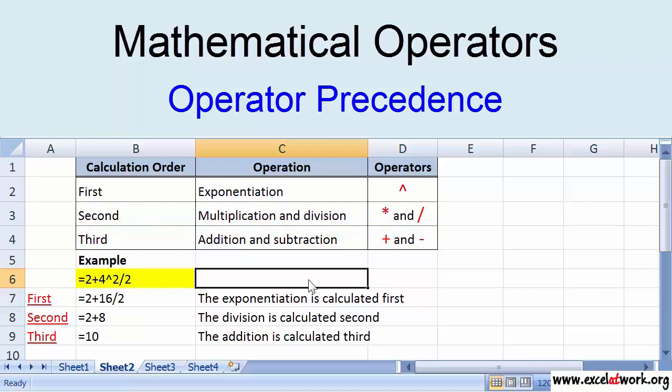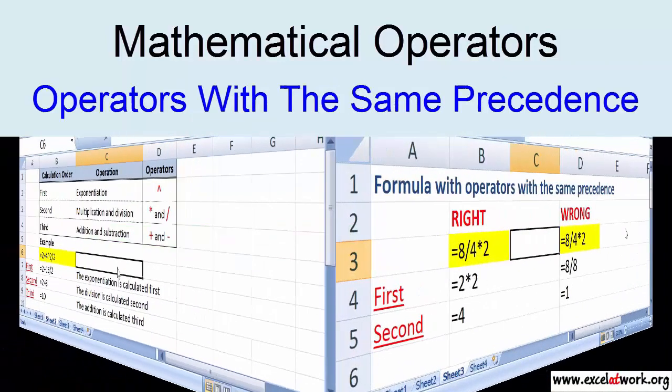Let's see how the formula in the yellow cell gets calculated. First, the exponentiation gets calculated. So, 4 is raised to the power of 2, that is 16. Second, the division is calculated. So, 16 divided by 2 is 8. Finally, the addition gets calculated and the result is 10.